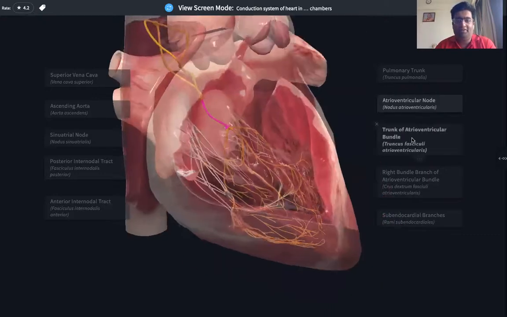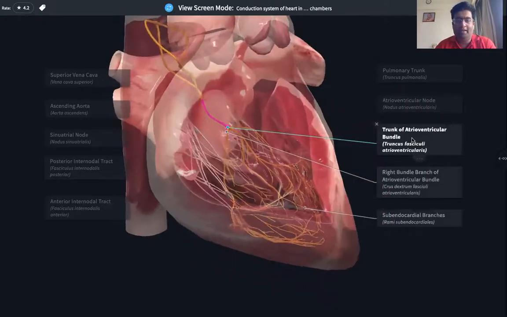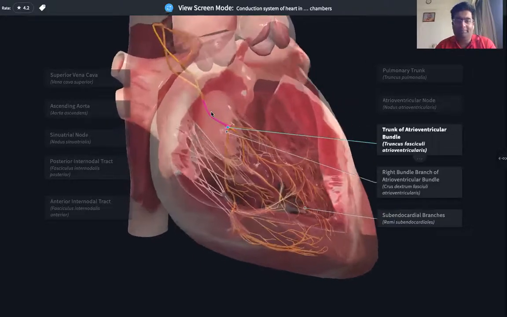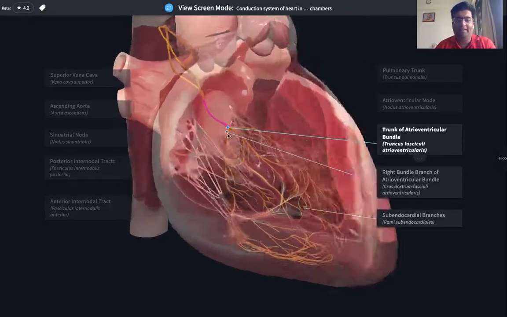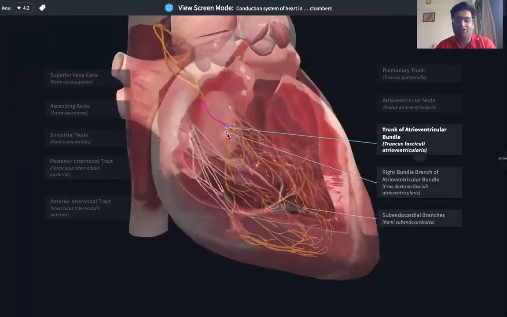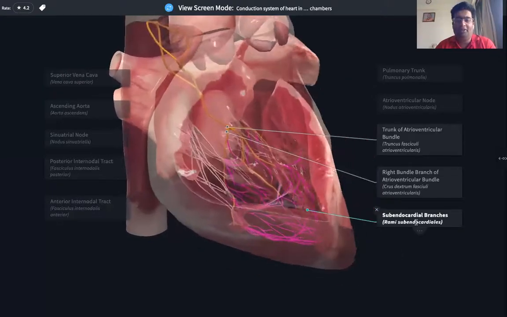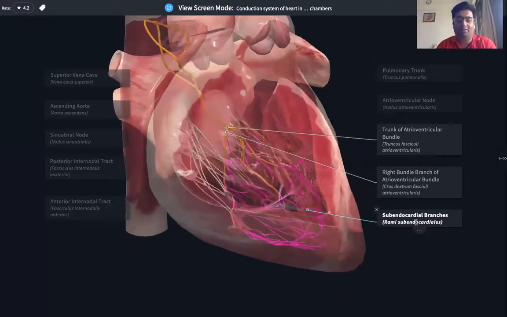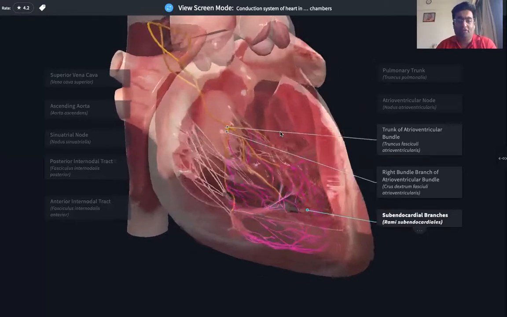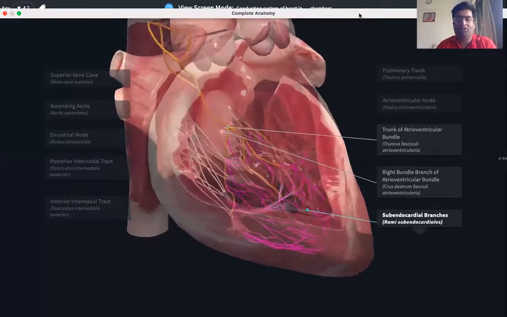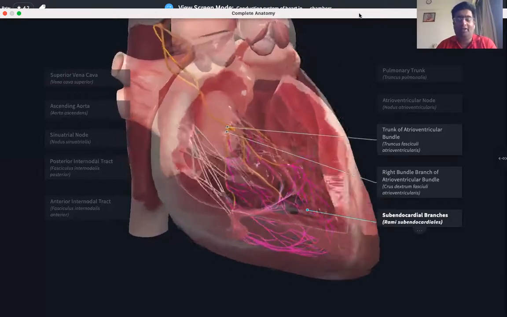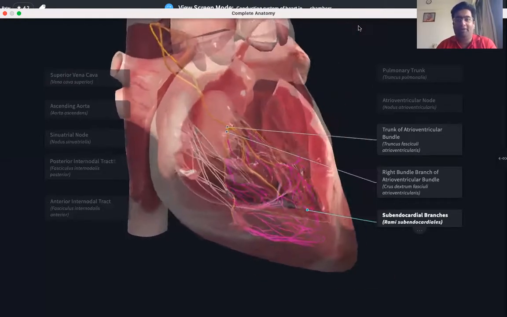Then you have the bundle of His. The bundle of His extends from the AV node up to the interventricular septum, where it then divides into the left and the right bundle branches and splits up further to form the Purkinje fibers, which relay these impulses to the various cardiac muscles located within the ventricular walls. So this is in a nutshell about the important components of the conducting system of the human heart.